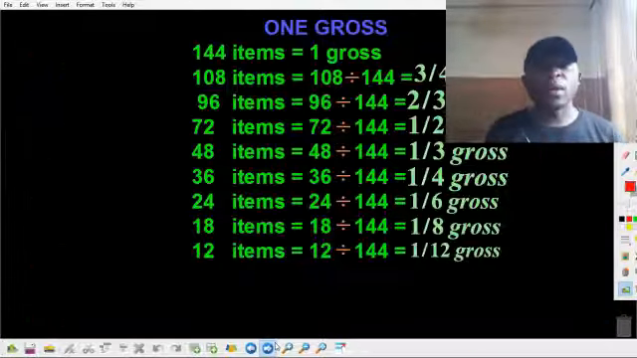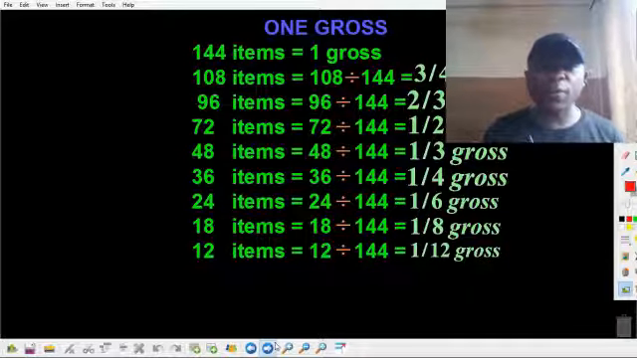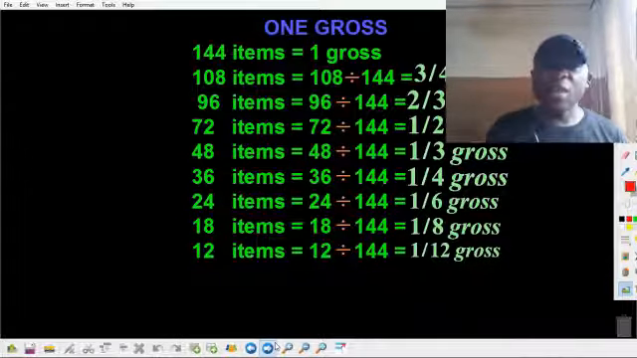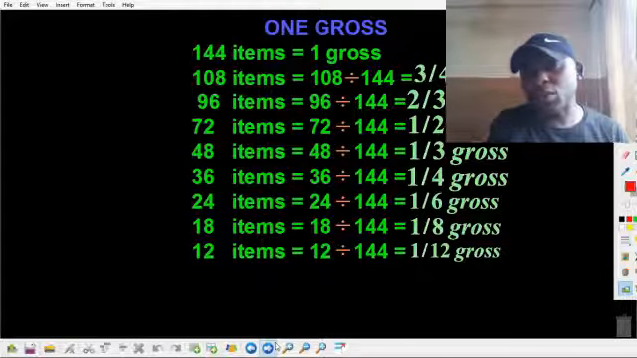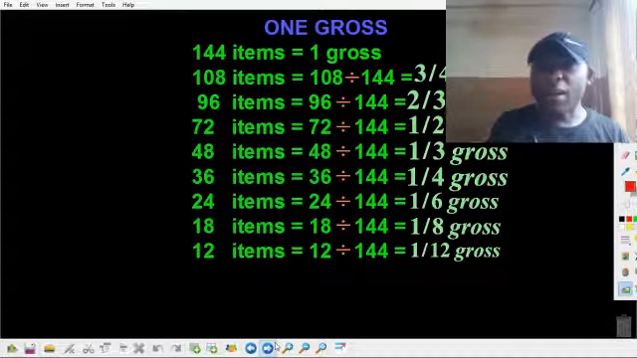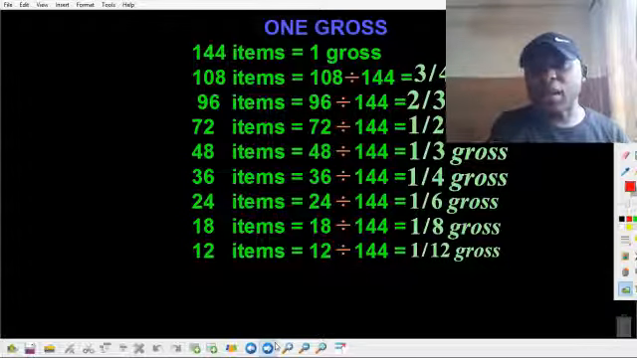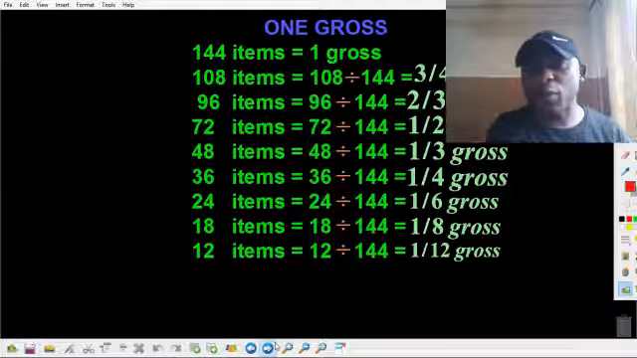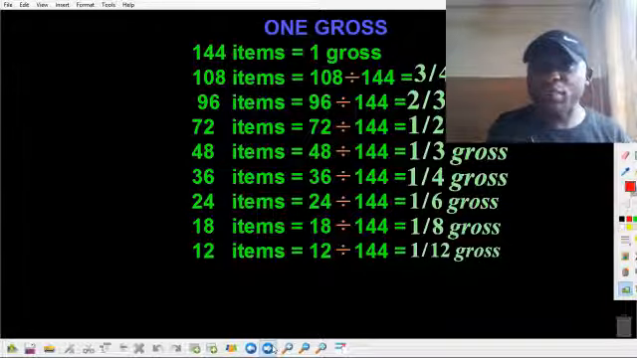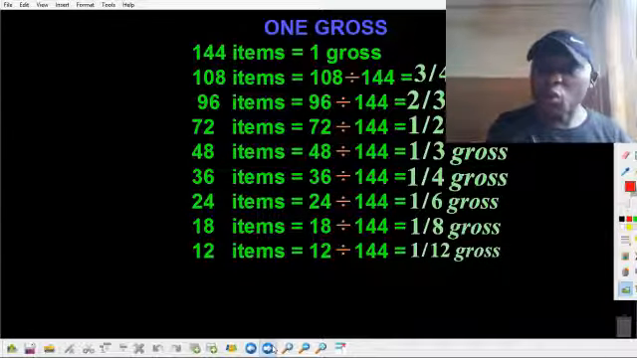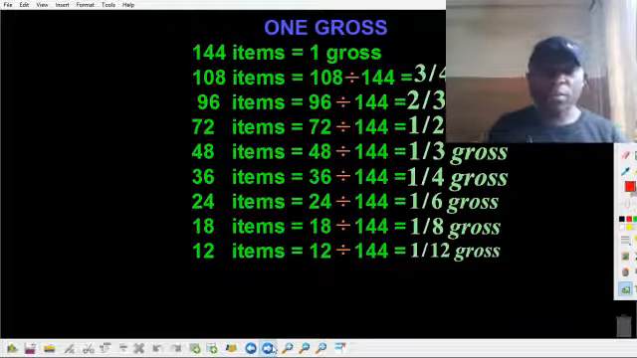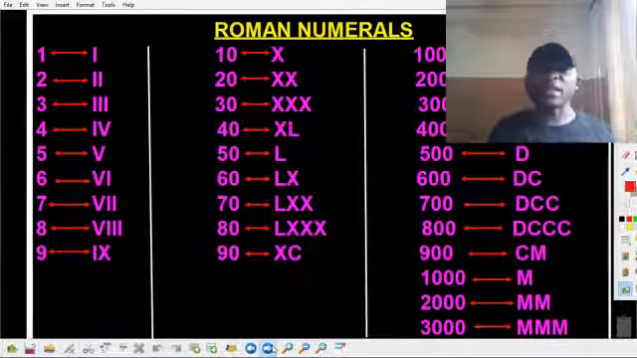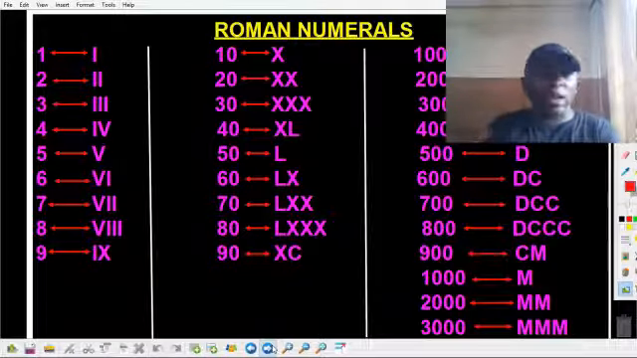Now, for gross, we said 144 items is equal to 1 gross. If an item is being given, and they probably need to multiply it with a particular number, it might require conversion of such item to gross. They need to learn how to convert to gross by dividing that item by 144 to get the answer in gross.